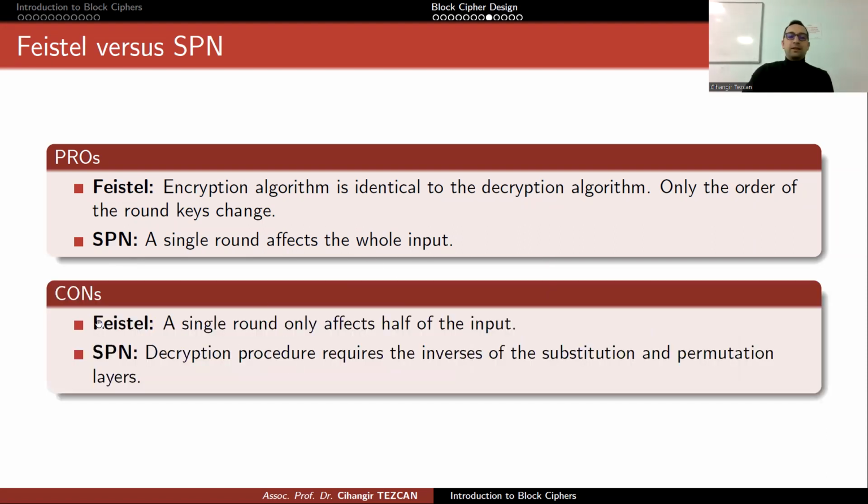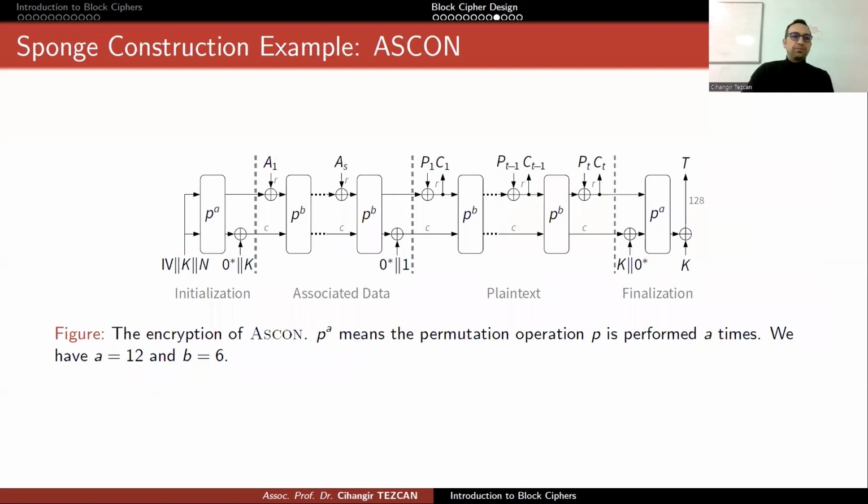But the inverse of these sentences can be provided as the cons. In the Feistel, a single round only affects half of the input. In the SPN, the decryption procedure requires the inverse of the substitution and permutation layers, which is a bad thing when you implement. In software, this is not a problem, but in hardware, it might be a problem.